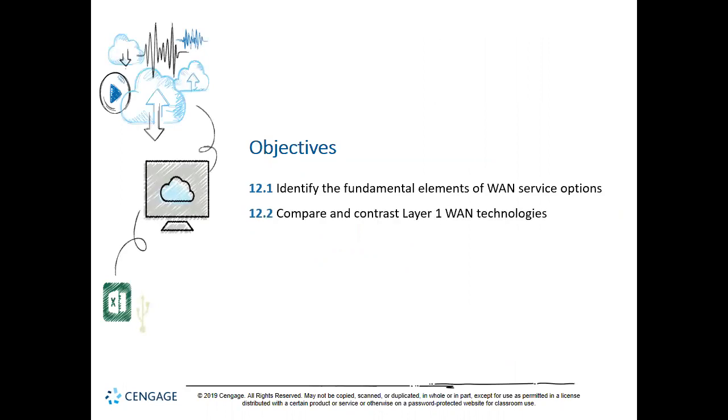So these are the things we're going to talk about. Identify fundamental elements of WAN. What are the options? Compare and contrast WAN technologies at layer 1. So we're going to look at layer 1 and layer 2. So layer 1 is the physical stuff, right? Are we using copper? Are we using fiber? And how is that implemented with the other devices in there?